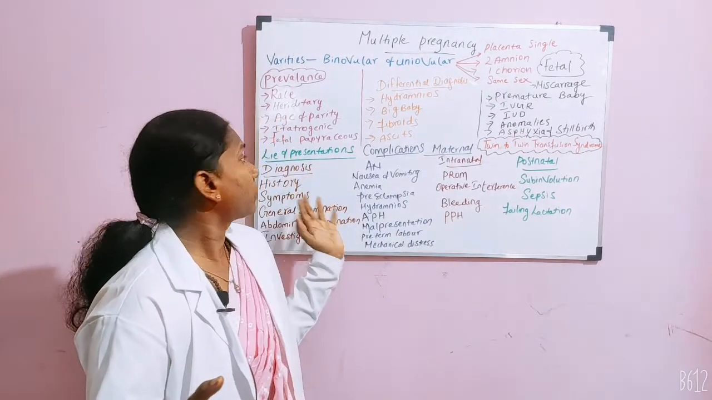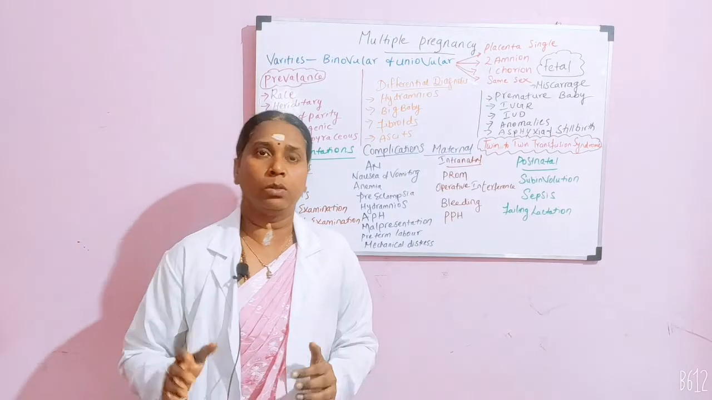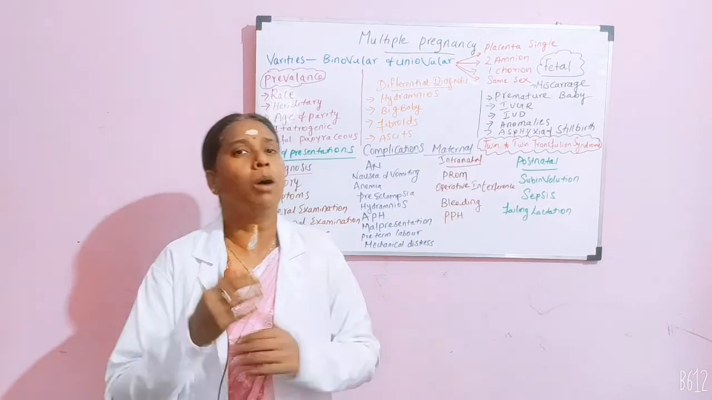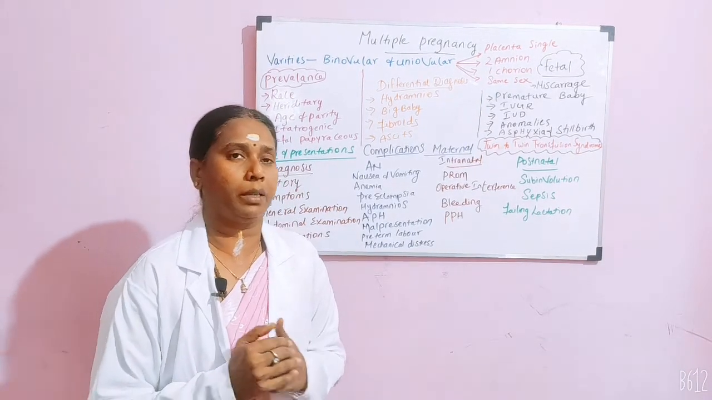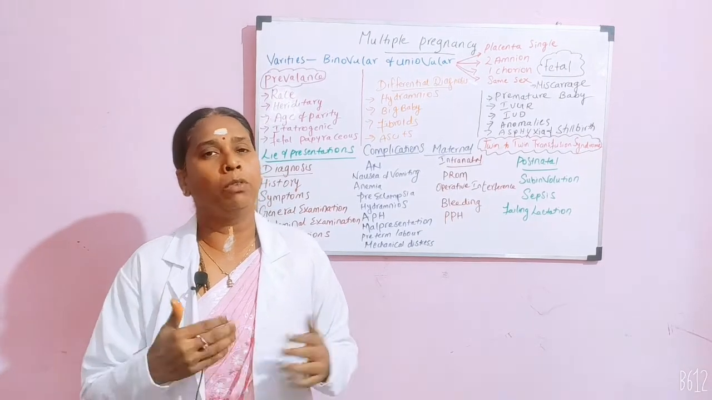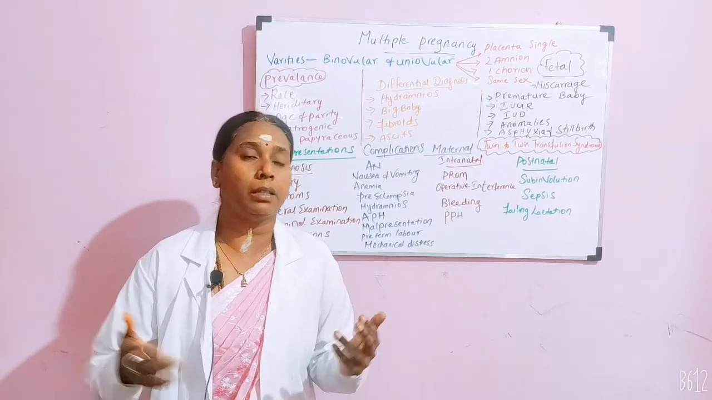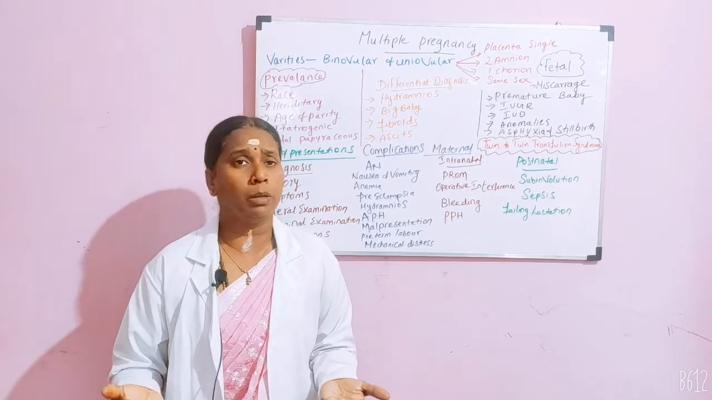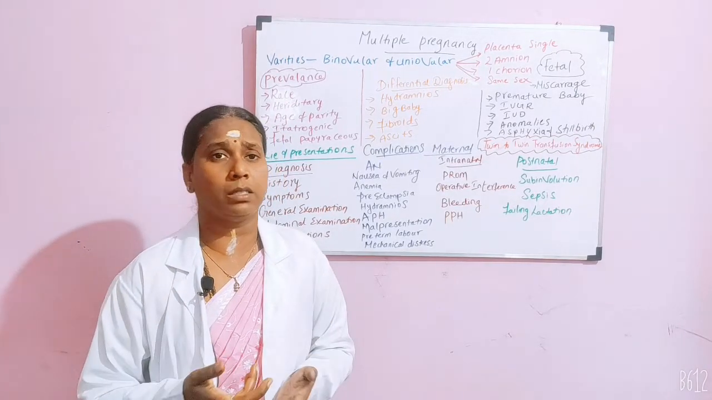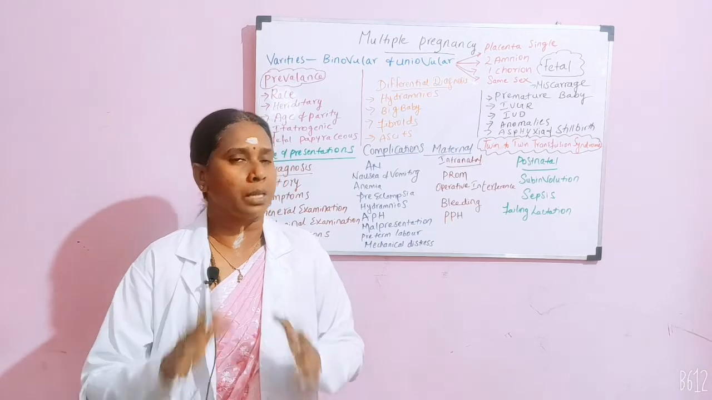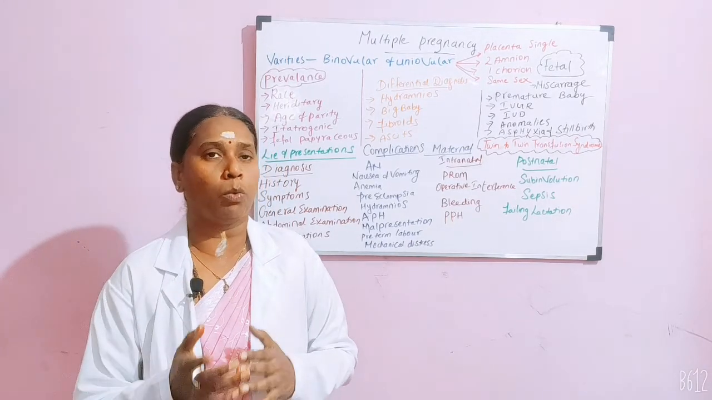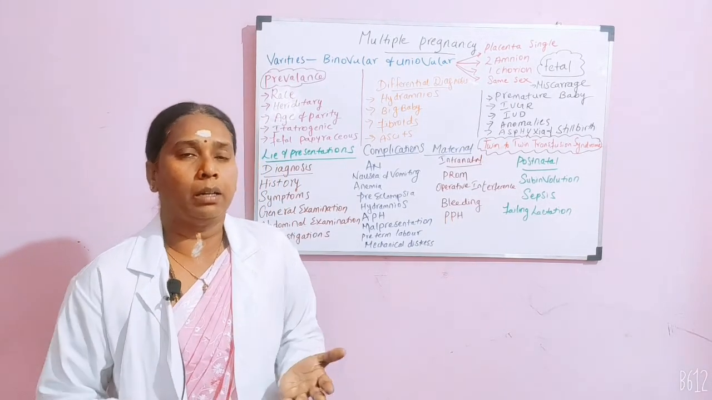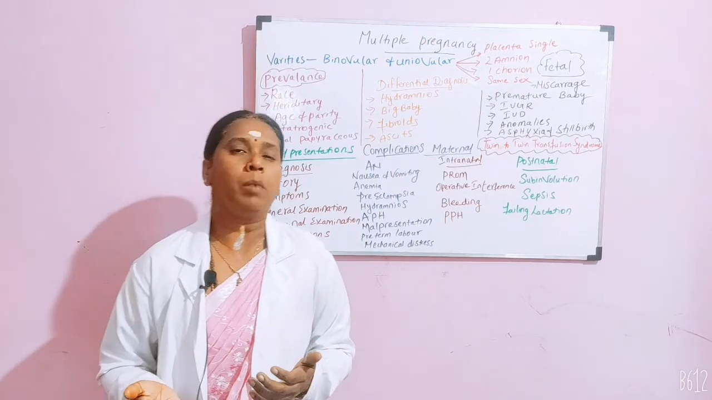Now when we come to the diagnosis of a multiple pregnancy, how do you rule out multiple pregnancies? Nowadays you have a lot of technologies. In the beginning itself you start with ultrasonography, and at that time you will be able to see if there are two gestational sacs present. Otherwise, what are the general things which indicate there may be a multiple pregnancy?